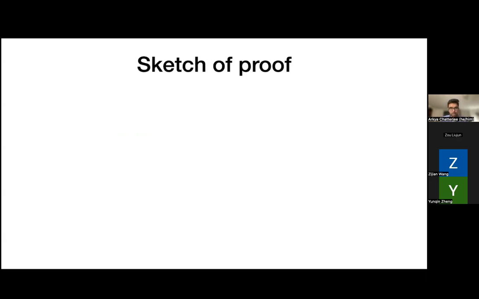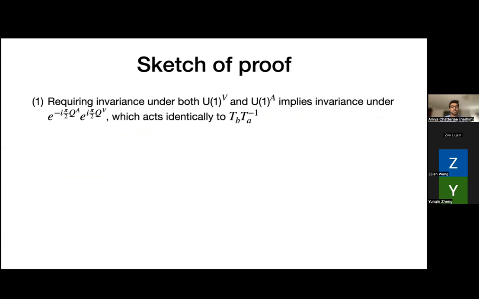I'll quickly go over the sketch of the proof since I have time. So the first step in proving this is to note that the Z4 subgroups of this U1V and the U1A, their product acts identically as this kind of opposite translation operator, TB times TA inverse, TB and TA being the translation operators for the B and A fermions, respectively. So requiring invariance under both of these U1 symmetries implies TB times TA inverse invariance.